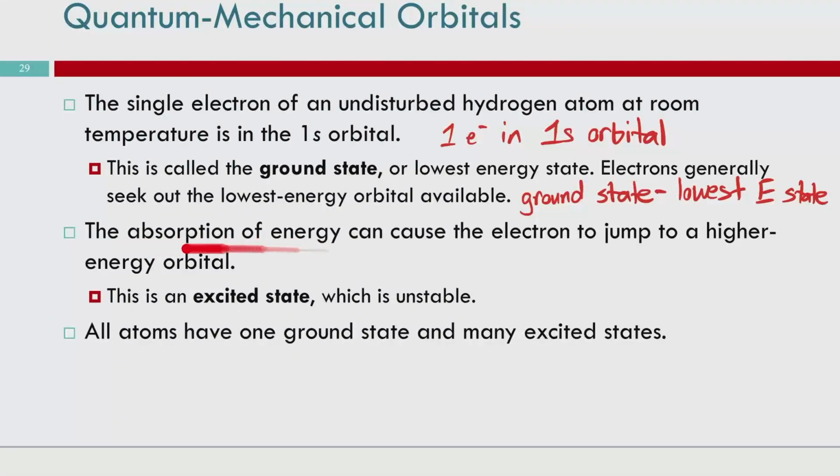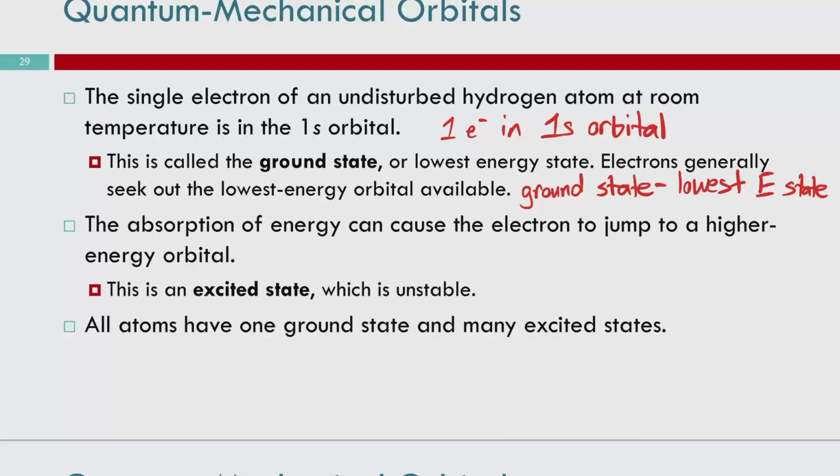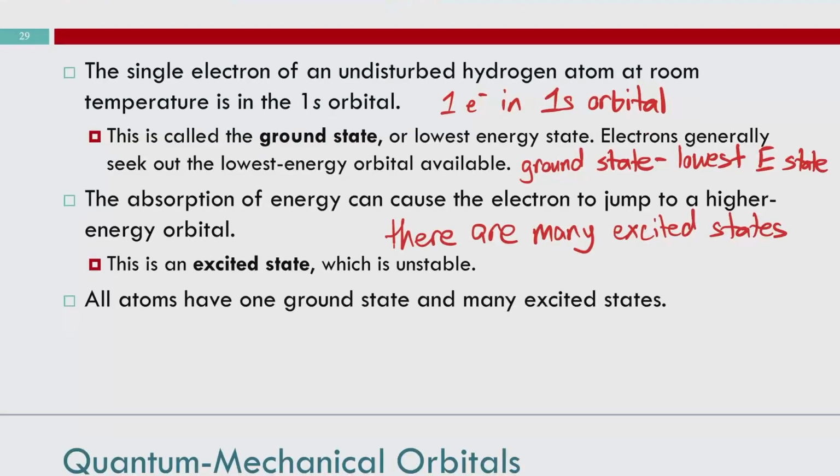The absorption of energy can cause the electron to jump to a higher energy orbital. This is an excited state. There are many possible excited states. And these excited states are unstable. Eventually, the electron will run out of energy, and it has to return to its ground state until it gets another zap of energy, and then it bounces back out to a higher energy orbit or orbital.